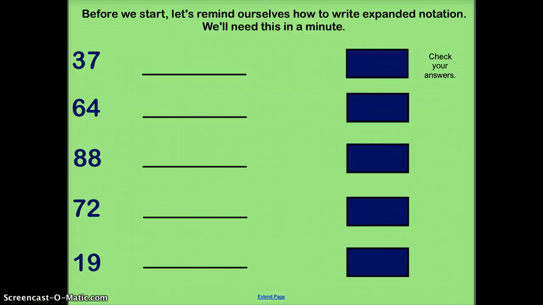Alright, in this video we're going to take a look at area models and partial products and multiplication. But before we do any of that, we're just going to need to review real quick about doing expanded notation because we're going to use that when we set up our problems.